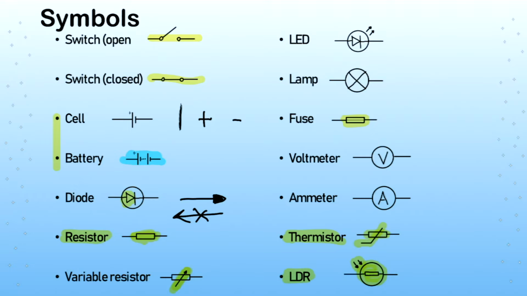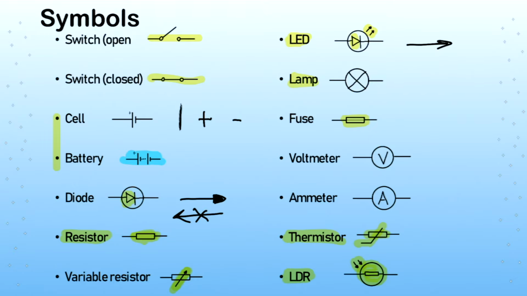The remaining symbols we have an LED, so that's a light emitting diode, and that diode has that arrow symbol to it again, so it's only going to allow electricity to flow in one direction through it, and it also has these little arrows coming out of it showing that we're giving off something, and in this case this diode is going to give off light.